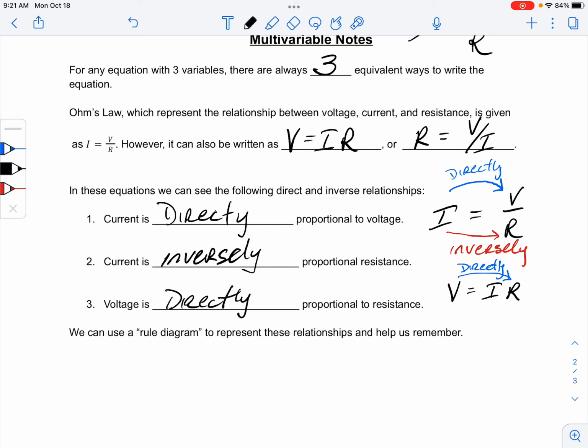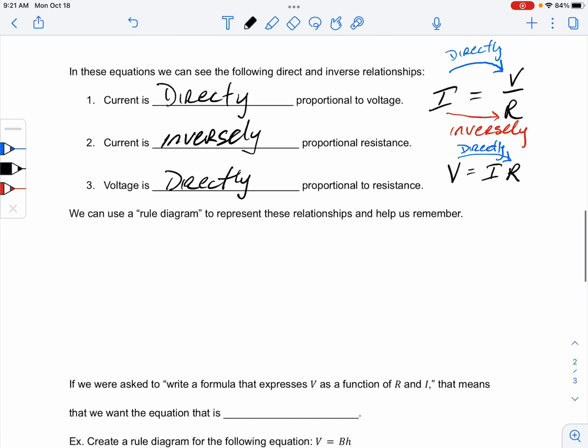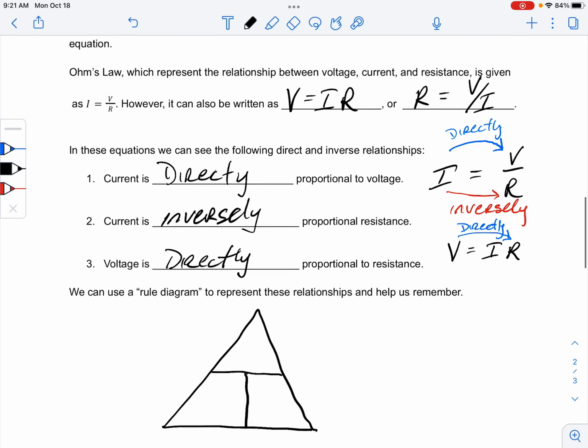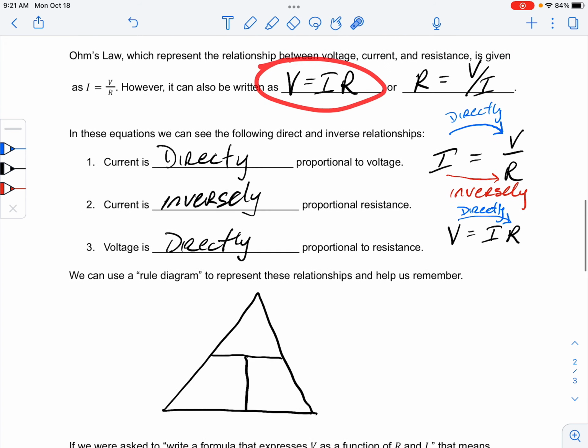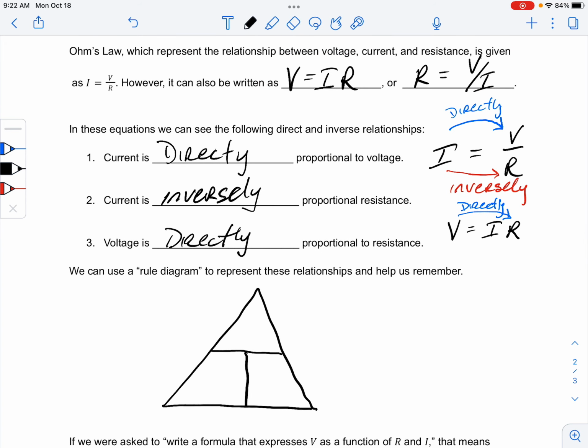So that's one way to think about direct and inverse. And I'm going to show you another way in just a moment when we write our rule diagram. So the rule diagram is a triangle. It looks like this. You might have seen this in another class. Something like this is often used in chemistry. And how we write this is we can look at any of our three versions of our equation. Okay, we can look at any of these. I prefer to use this one when writing the diagram because that allows me to put the V on the top, I and R in the bottom.